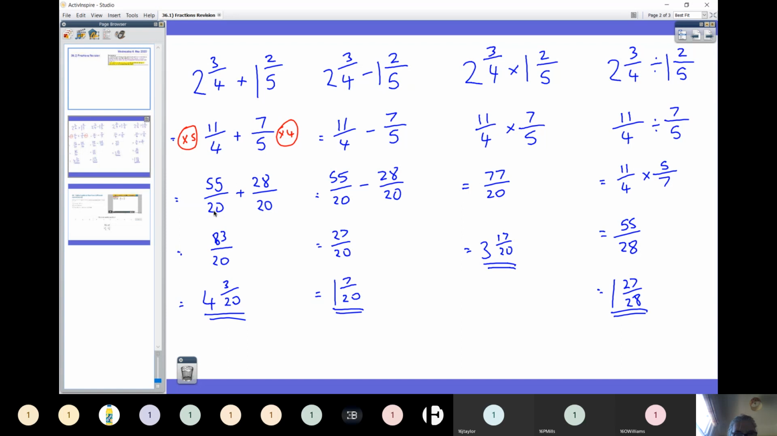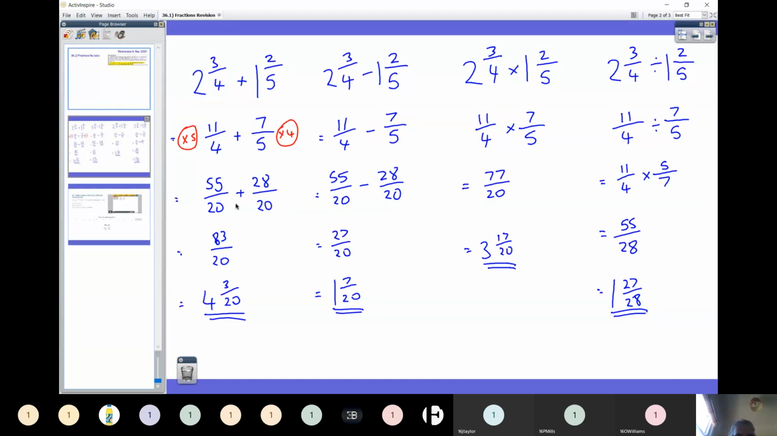Now, how do we convert 11/4 into something over 20? We multiply the denominator by 5. 4 5s are 20. So to keep the fraction unchanged, to keep it as an equivalent fraction, we've also got to multiply the numerator by 5. So 11 5s are 55. Similarly with 7/5, we need it to be over 20, so we multiply top and bottom by 4.